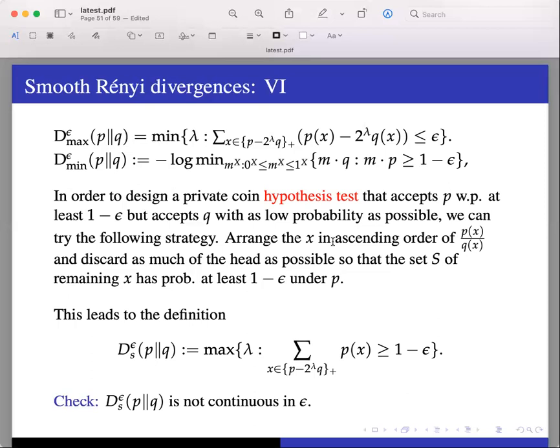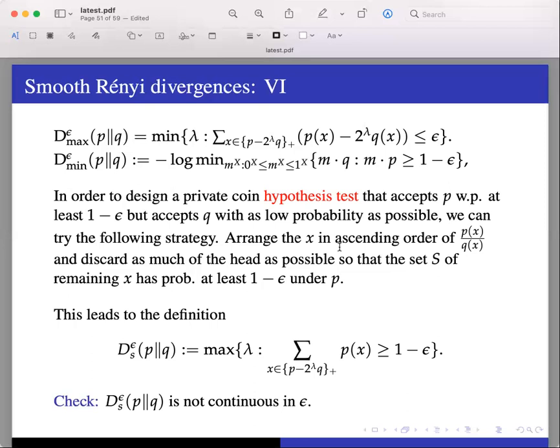Okay, so in order to design a private coin hypothesis test that accepts P with probability at least 1 minus epsilon, but accepts Q with as low probability as possible, we can try the following strategy. This is closer to the maximum likelihood strategy that Shayantan just suggested. So what we will do is arrange the symbols X in ascending order of Px by Qx and discard as much of the head as possible.